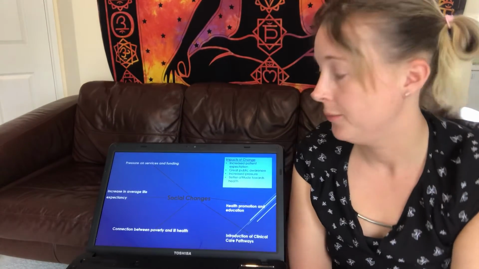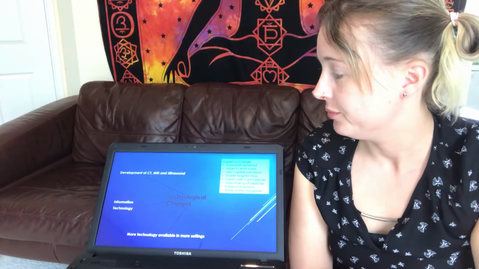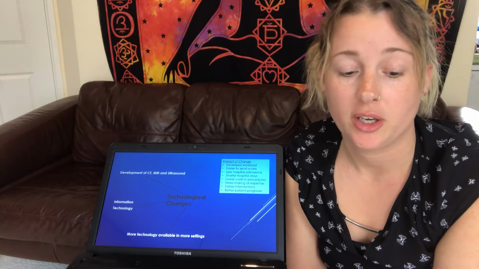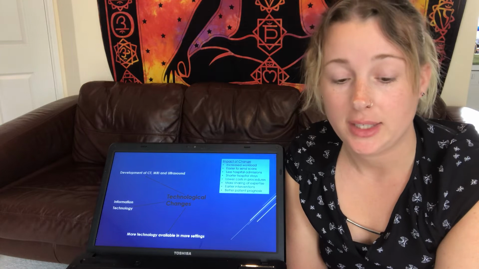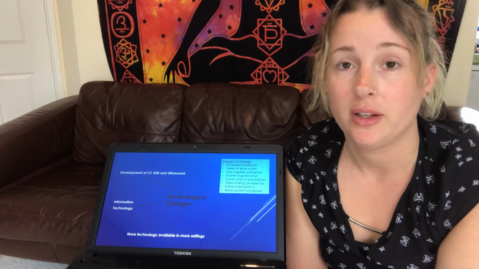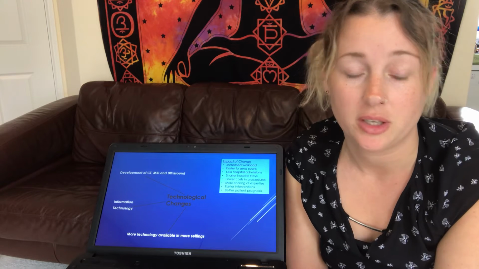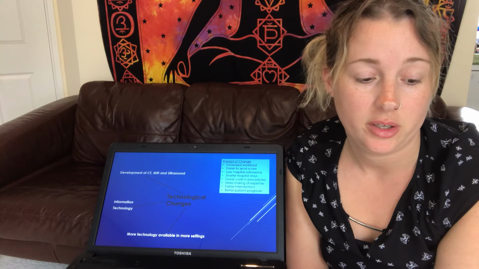Technological changes. So technological changes that have occurred, like the development of CT scans and MRI only in the 1970s, which have avoided many unnecessary operations and other invasive procedures.